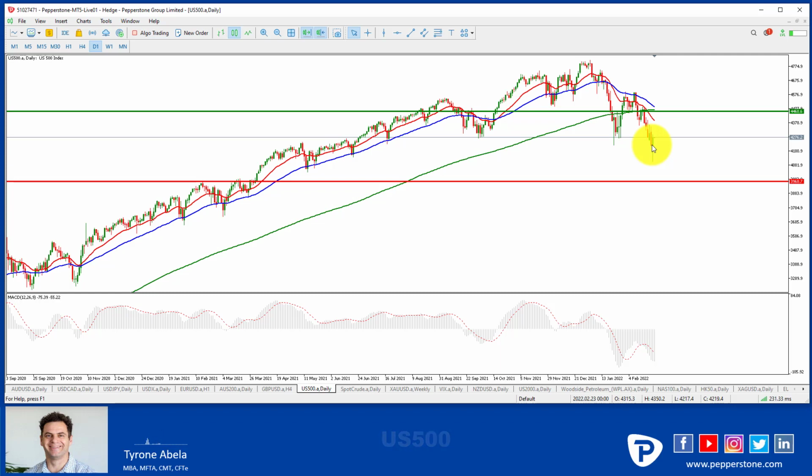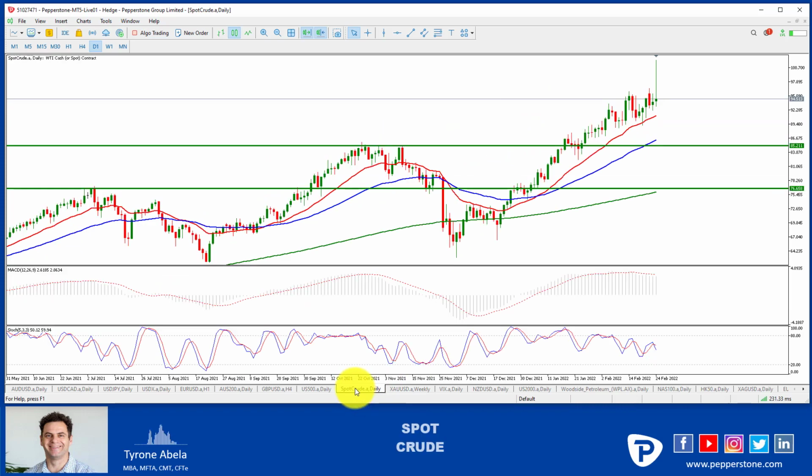All right, the last one we're going to have a look at is crude. Look, this is one of the biggest rejection candles you're going to see. You must completely ignore it because we know what caused it. It was the threat of a full-scale war that made oil go well over $100. That's going to happen every single time there's talk in that vicinity.